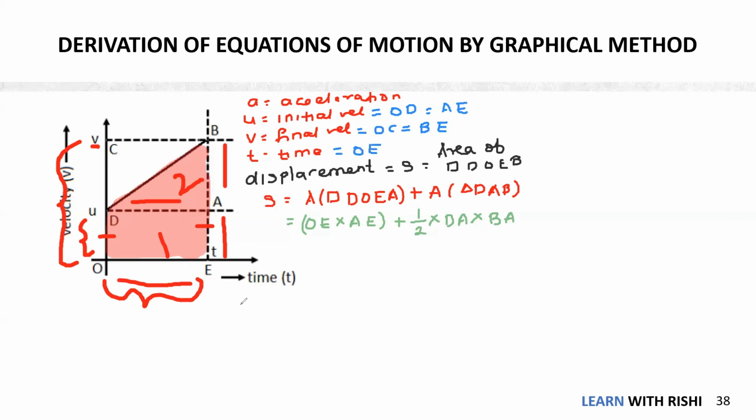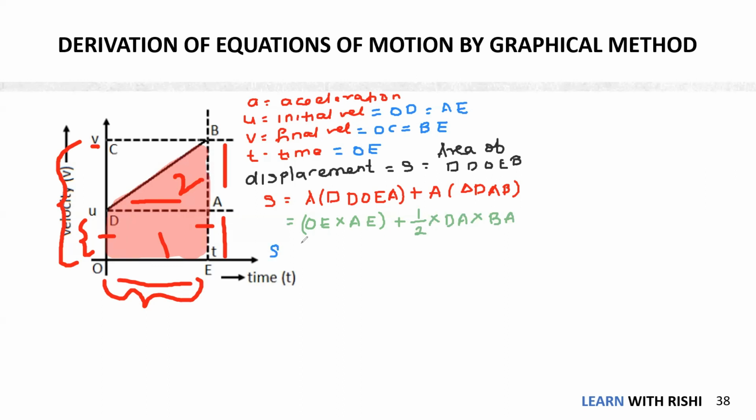So from the graph, we made the conclusions that distance OD and distance AE are equal, and that is equal to initial velocity. Distance OC and distance BE are also equal, and they are equal to final velocity. And distance OE is equal to time. Now we will replace this in the formula. So let us proceed with the next step.